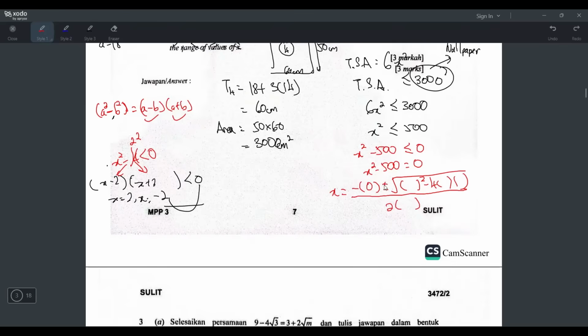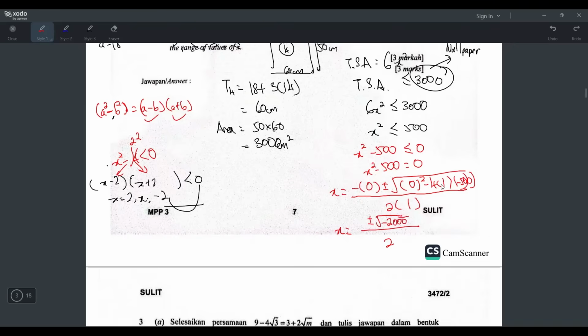Okay, the b is 0, right? Because there's no x here. And then the a is the number before x squared, which is 1. And then c is negative 500. After you're done, you can solve for this. Negative 0 is just going to be 0. 2 times 1 is 2. Plus minus square root. 0 squared is 0 also. 0 minus, minus 4 times negative 500 is negative 2000.